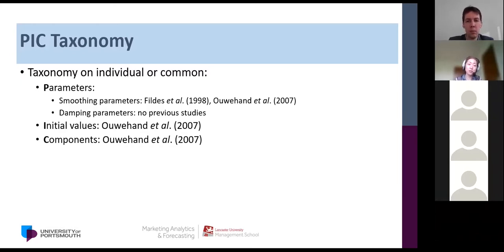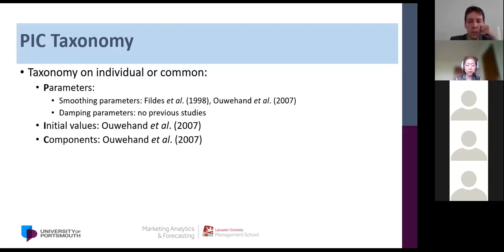1998 applied common smoothing parameters for level and trend and found that improved forecasting performance. Ouwehand et al. 2007 then focused on seasonality, so they applied common seasonal smoothing parameters. Now, theoretically speaking, if there's a damped trend in the model, damping parameters can also be applied commonly from a group. But to the best of our knowledge, we haven't found any previous studies actually comparing individual versus common damping parameters.